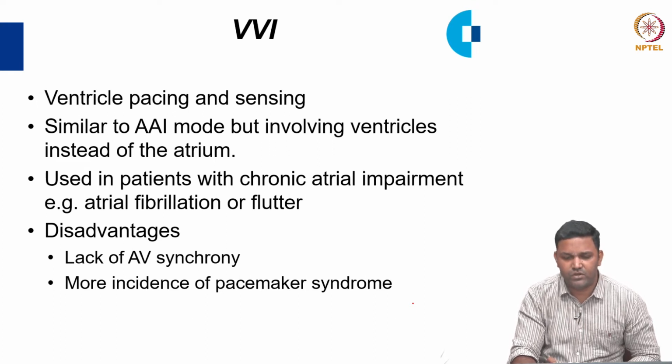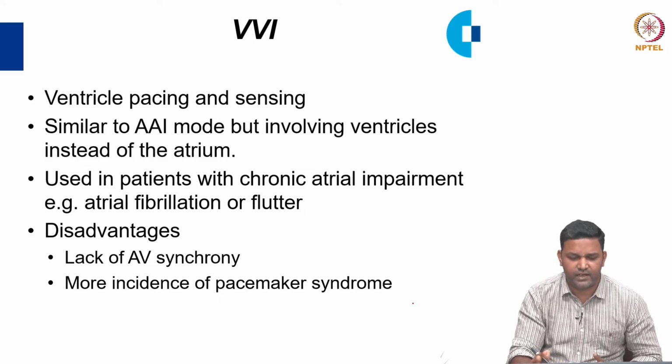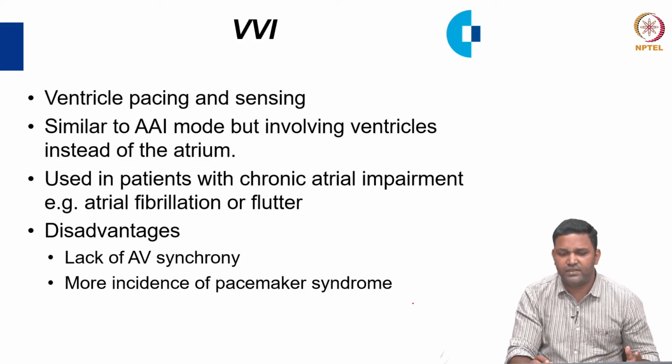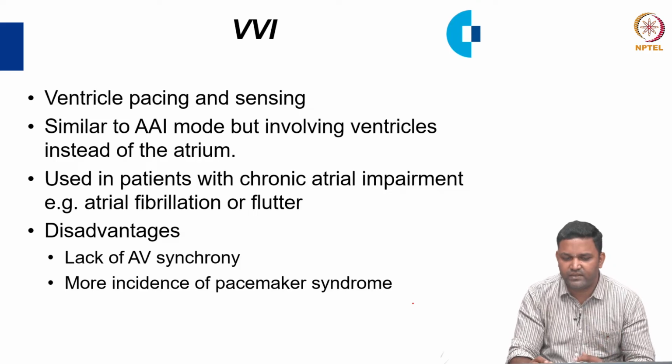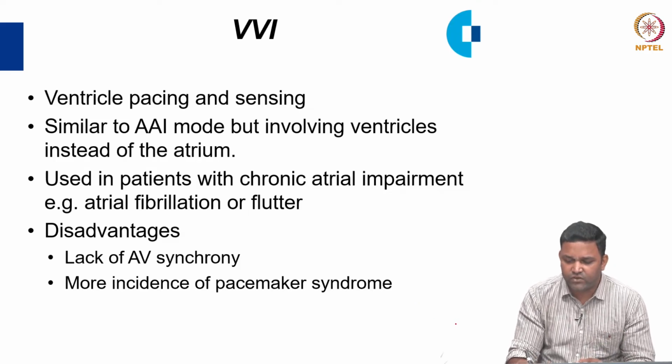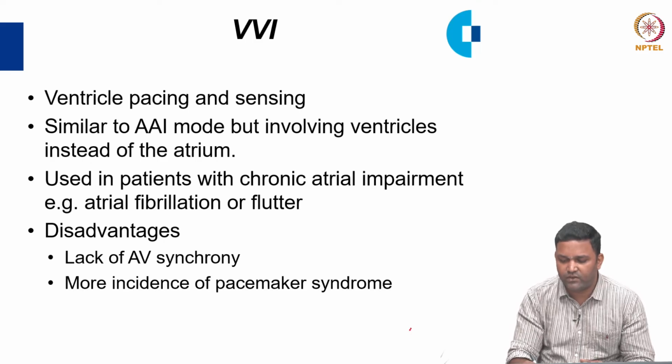DDD pacemakers are the most efficient, and they are the most physiologically correct pacemakers. VVI will have its own demerits, because it paces the ventricle. So the intrinsic ventricular activity is stimulated. What happens? The QRS will be broad. The QRS will be more than 120 milliseconds.